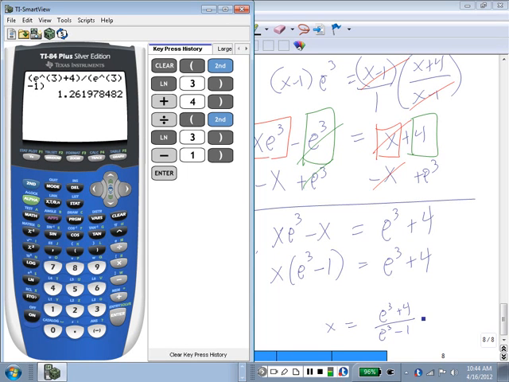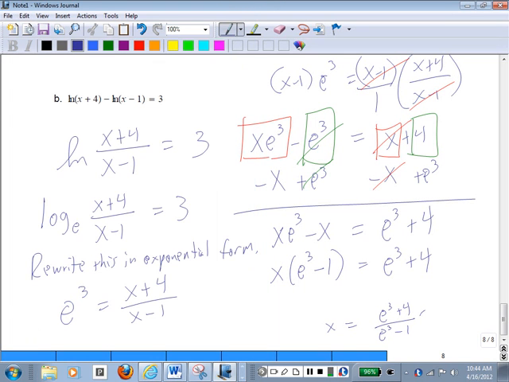1.2620 if we round. If we add 4 to that, that's about 5.2620, and that's positive, so that's okay. We can take the log of that. If we subtract 1 from that, it's about 0.2620, but still positive, so we can take the log of that. So this is going to be our solution, 1.2620.